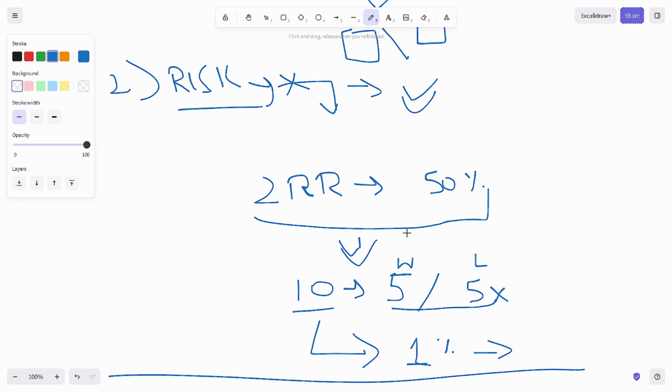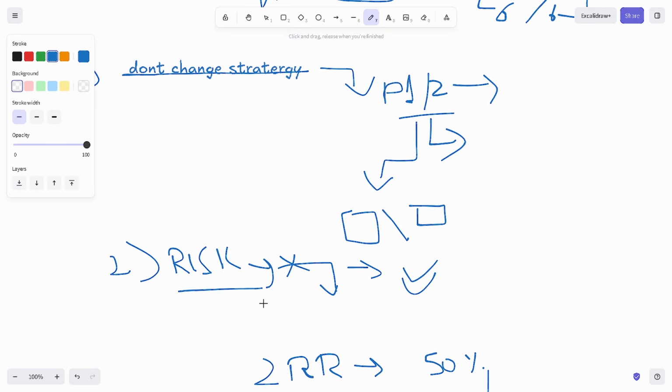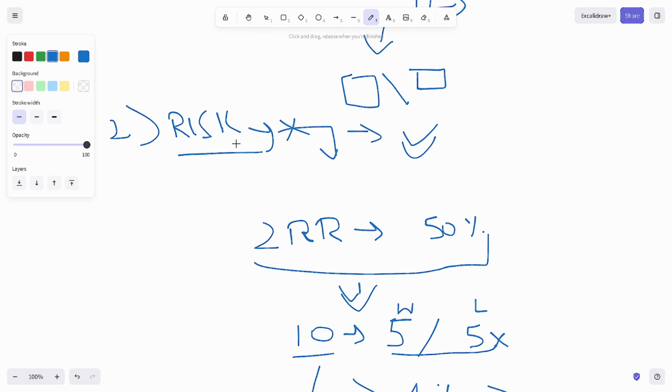So first of all, don't change your strategy. Don't be like, I want to make money in every market condition. Don't be like that. You have to be aggressive or defensive. You have to be aggressive when you're making money, but very defensive when you're losing money. Risk, don't change your risk.